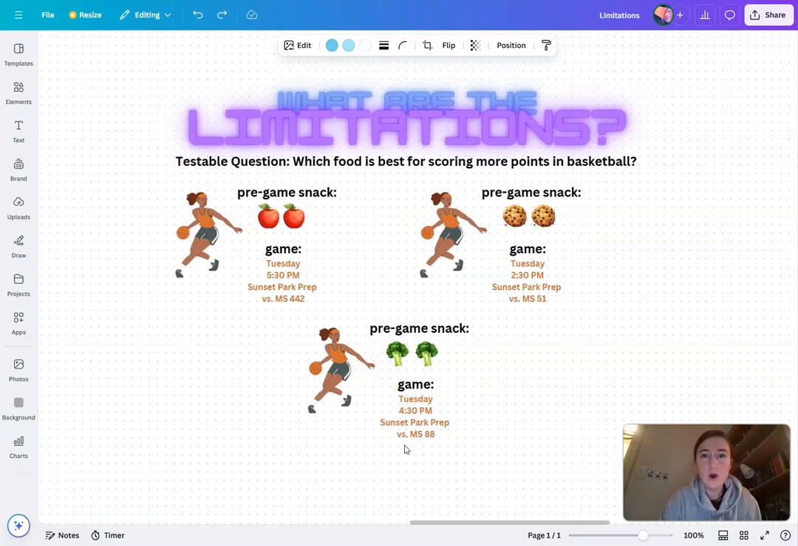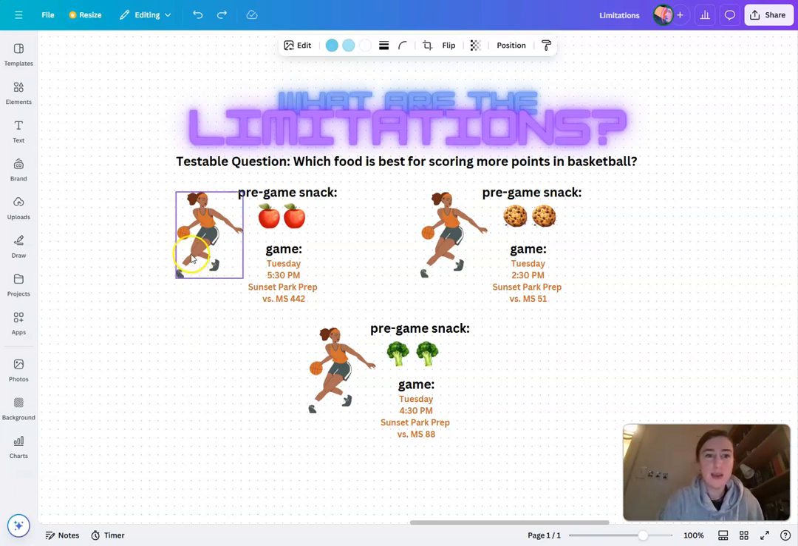Okay? What would be the limitations here? We have a testable question. Which food is best for scoring more points in basketball? So we have the same player here, and we have 3 different games. She eats apples, cookies, and broccoli before each game. Look carefully. What limitations can you find in this experiment setup?